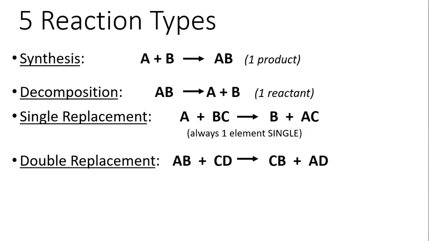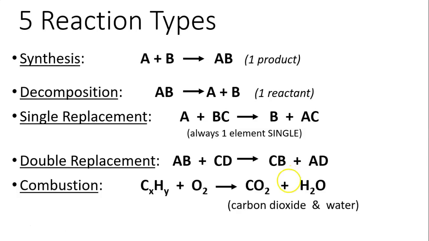And then the last type of reaction we talked about first semester was combustion reaction. So combustion reactions are when a carbohydrate reacts with oxygen to form carbon dioxide and water. Okay? We also call these CHO reactions, because they only have the elements carbon, hydrogen, and oxygen. Okay, so like CH4 reacts to form this, and the products are always carbon dioxide and water.